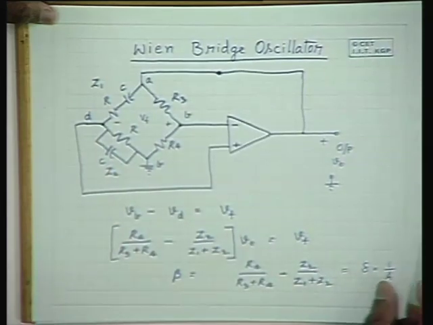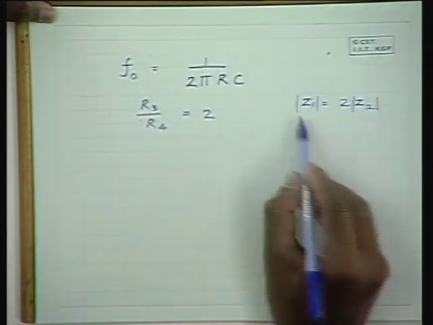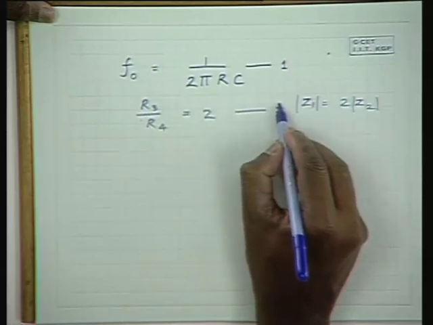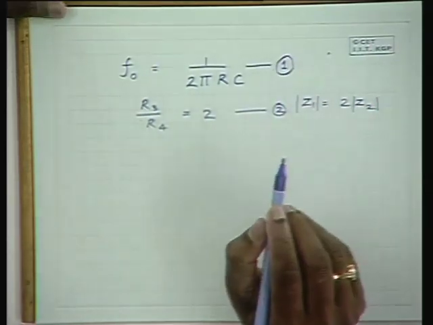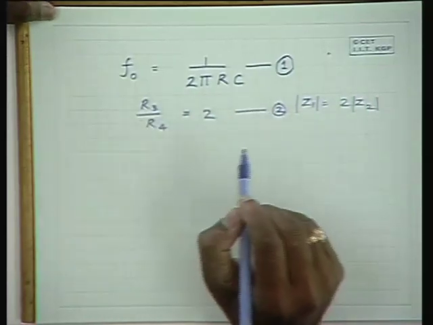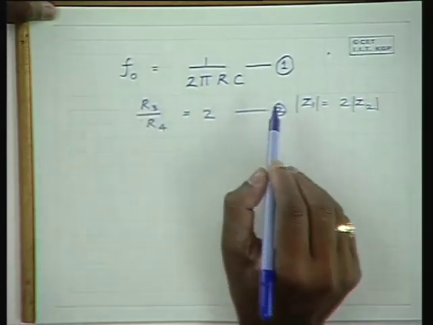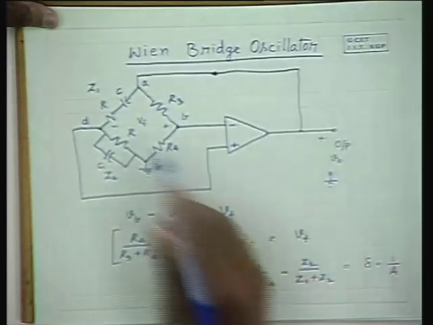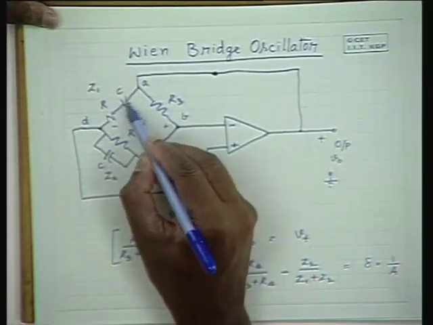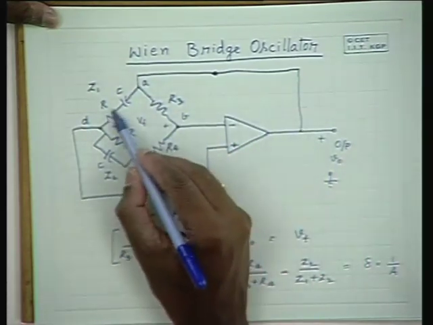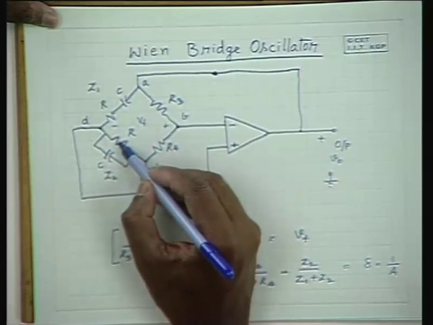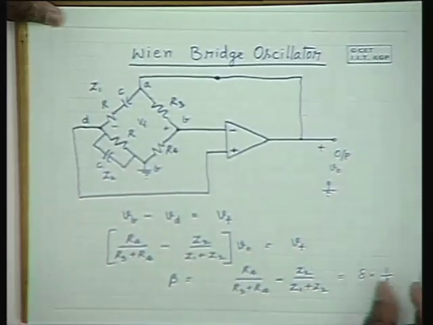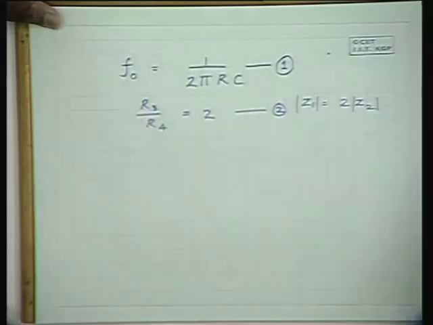Now that is the condition for null, and therefore from this condition and this condition, these two are the conditions for the oscillator to oscillate. And the frequency of operation is 1/2 pi RC. At 1/2 pi RC, please note that the resistance R and the impedance of C are equal. So there are two series impedances of equal value and a parallel combination of impedances of equal value.